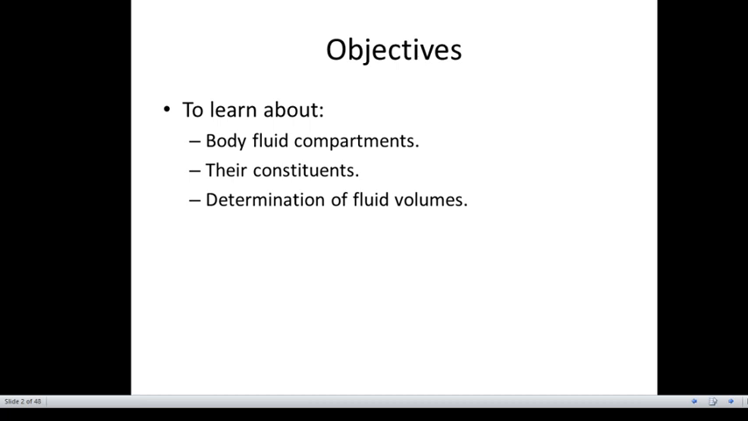The learning objectives of today's lecture are to learn about various body fluid compartments, their constituents, and determination of fluid volumes.